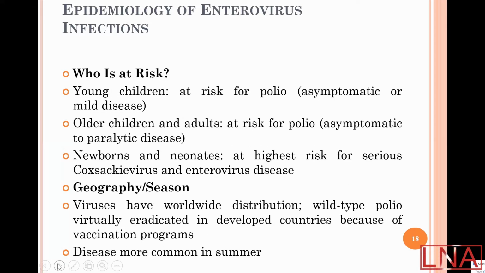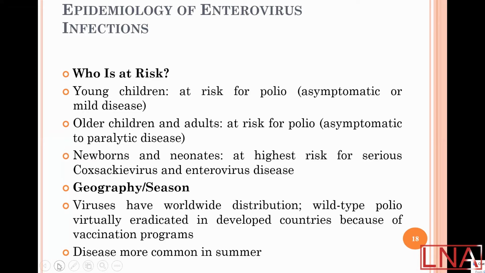About the groups at risk: young children are the main group at risk for all kinds of polio, asymptomatic or mild disease. Children and adults are also at risk of polio, from asymptomatic to paralytic disease, because paralytic disease is the most dangerous type of clinical syndrome of polioviral infection. Newborns and neonates are at high risk for serious Coxsackie and enteroviral diseases. Adults are not very sensitive to such infection.